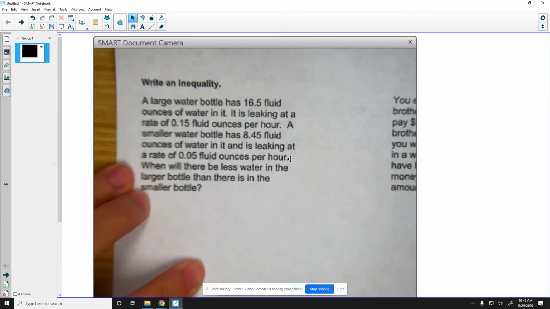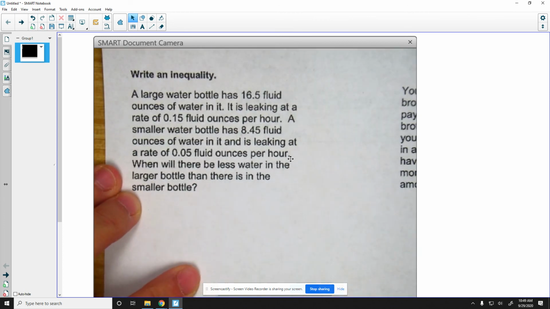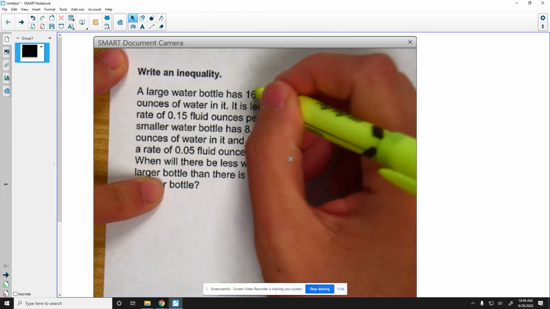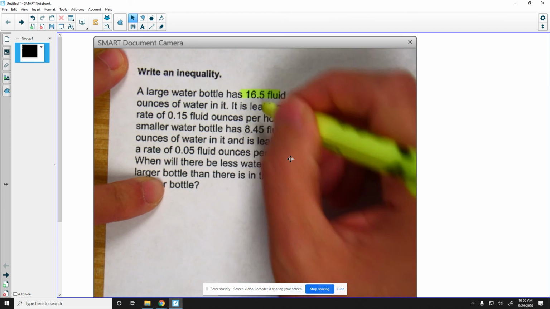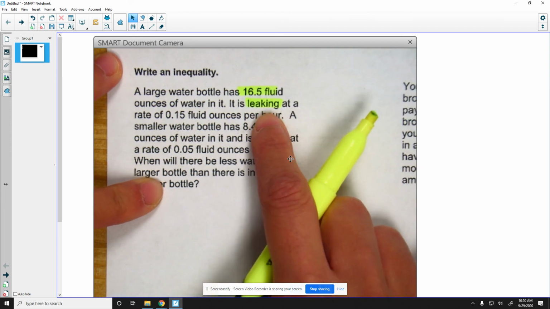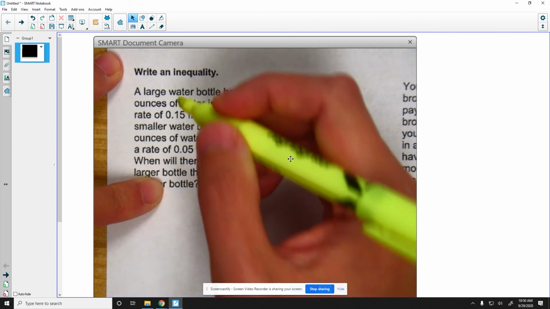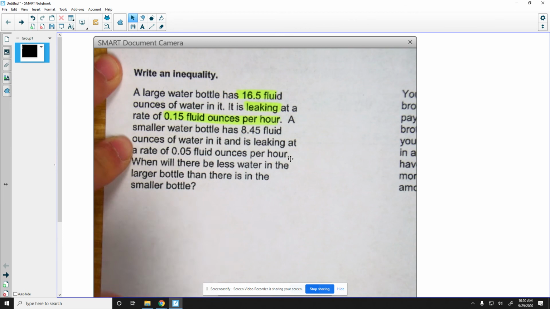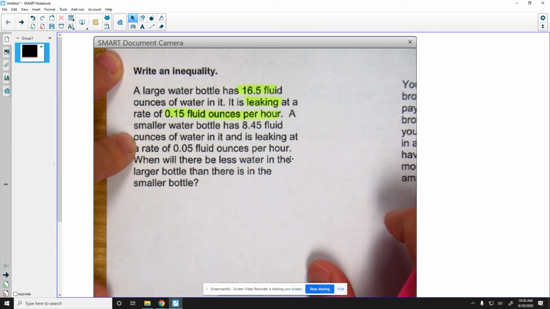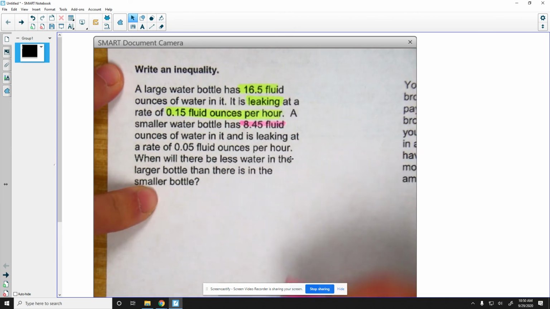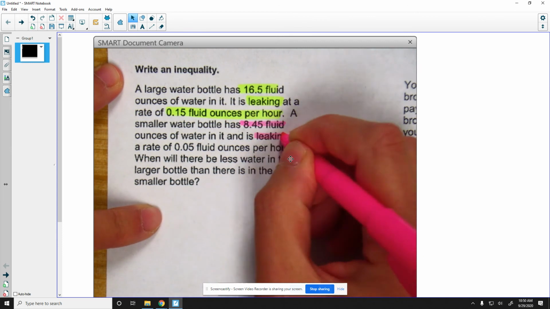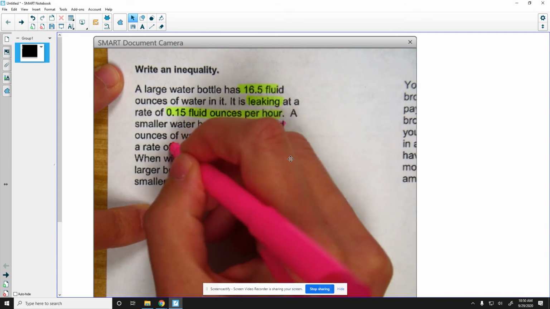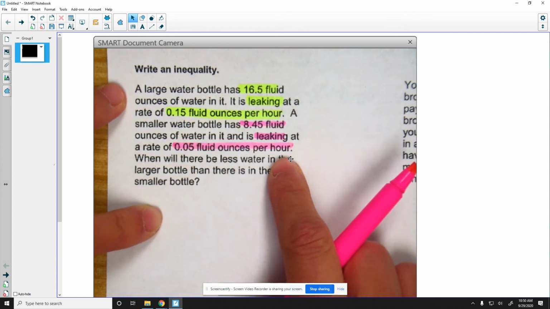All right, so if you're online, you're probably doing this on Cami if you don't have this printed out, okay? So a large water bottle has 16.5 fluid ounces of water in it. It is leaking. Oh, leaking. That tells you if it's a plus or a minus. Leaking at a rate of 0.15 fluid ounces per hour. Okay. Now I have a smaller water bottle has 8.45 fluid ounces of water in it, and it is leaking. Leaking tells you if it's plus or minus at a rate of 0.05 fluid ounces per hour. How many hours? I don't know.